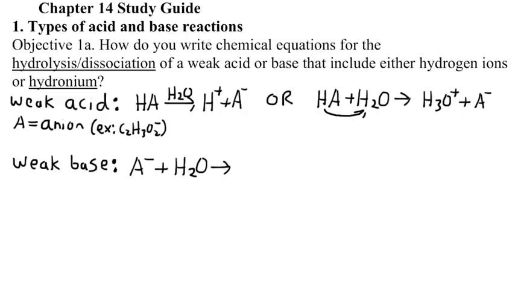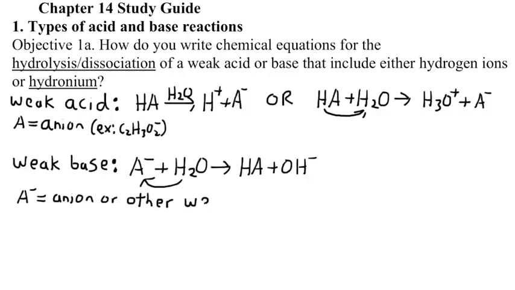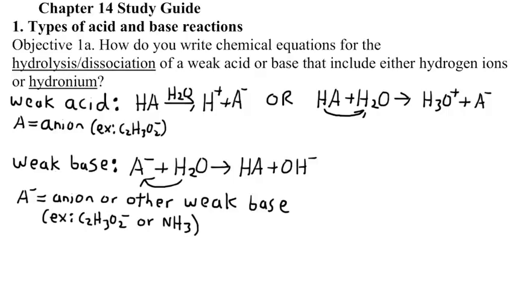For a weak base, you've got to have the water because it can't make hydroxide on its own. So we're going to have one of the hydrogens being attracted by the anion. When the hydrogen comes off, then it forms hydroxide. So the anion could be acetate, or we could still be calling it A-, but it could be another weak base like NH3, where it can accept H+, just like an anion can, but it's not actually charged.